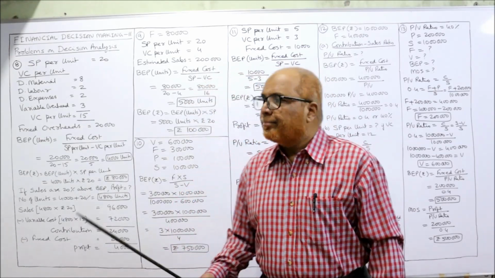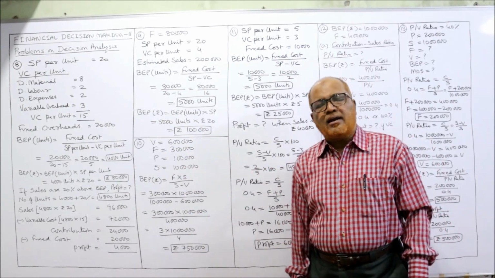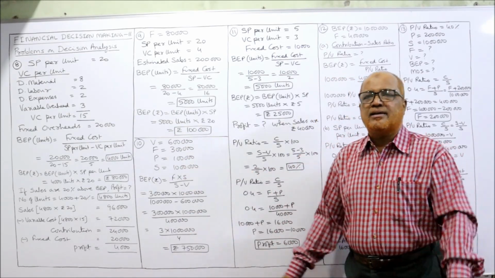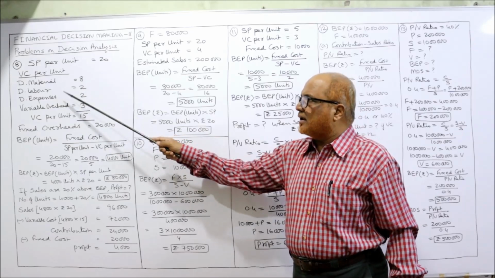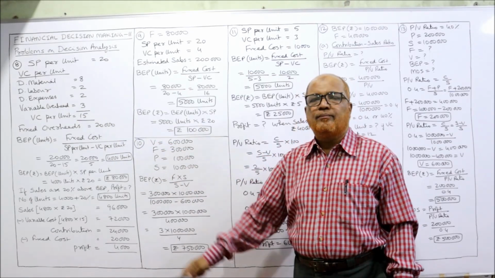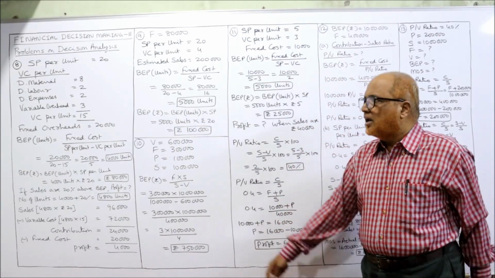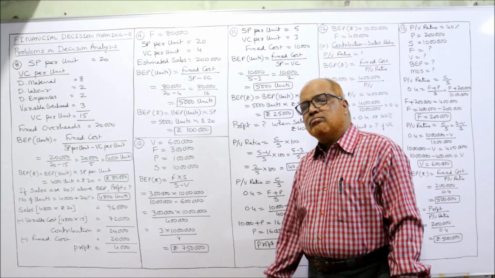So first of all, selling price per unit is given, 20 rupees. Variable cost per unit is not directly given. So we will calculate: direct material 8 rupees, direct labor 2 rupees, direct expense 2 rupees, variable overhead 3 rupees, total 15. So we got 15 rupees variable cost per unit. And the fixed overheads are given, 20,000.